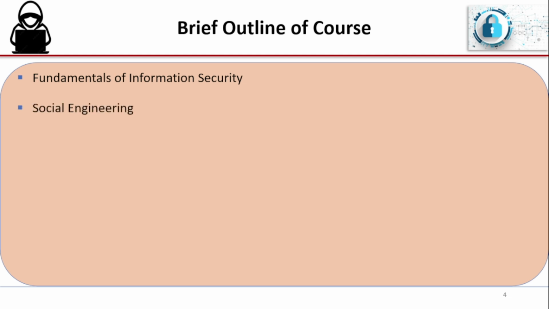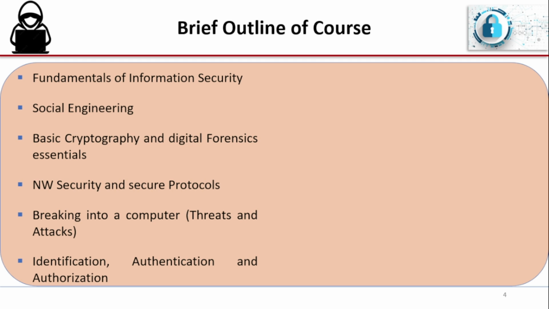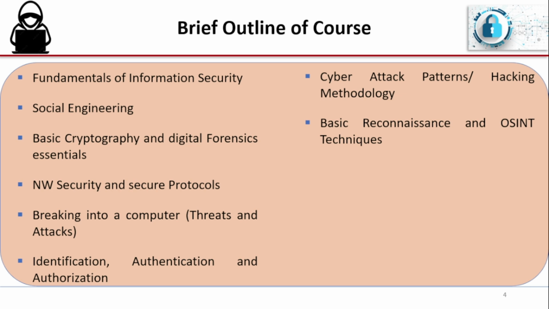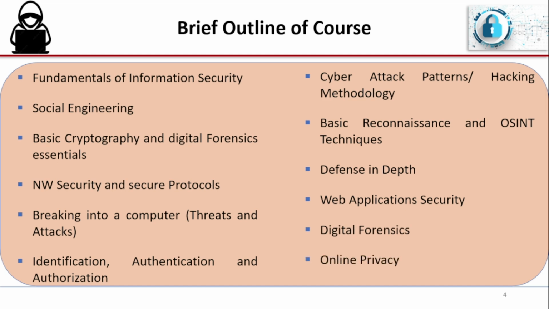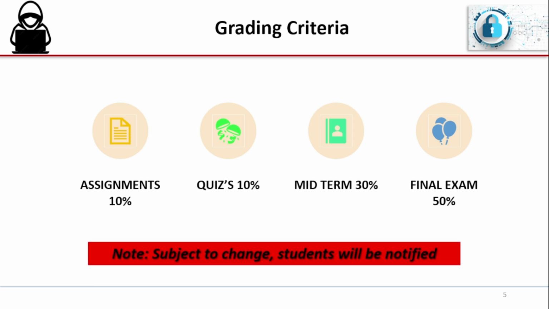the fundamentals of information security, which today we'll be learning, then social engineering, then basic cryptography and forensic essentials, network security, very importantly secure protocols, threats and attacks, then identification, authorization, and authentication, then cyber attack patterns, hacking methodologies, basic reconnaissance, OSINT techniques, open source intelligence, then defense in depth and web application security. At large, we'll be discussing digital forensics and online privacy. If you had been studying it from me in the university, this would have been the criteria.